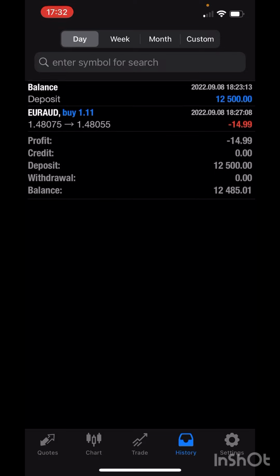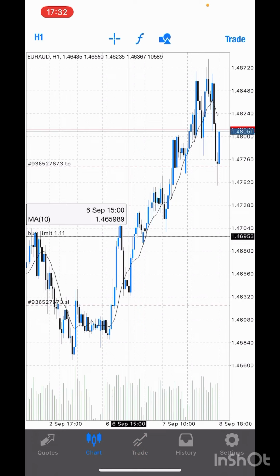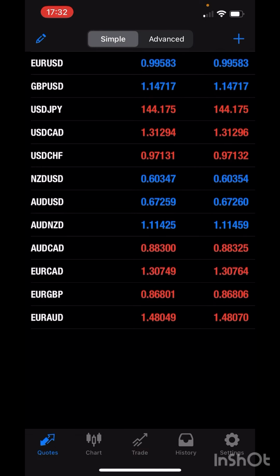So you can see for the day what you made, you can see for the week what you made, for the month, the wins and losses, or you can do custom to see a custom time. But yeah, that is more or less everything you need to know about MetaTrader 4. If you have any questions at all, do let me know.